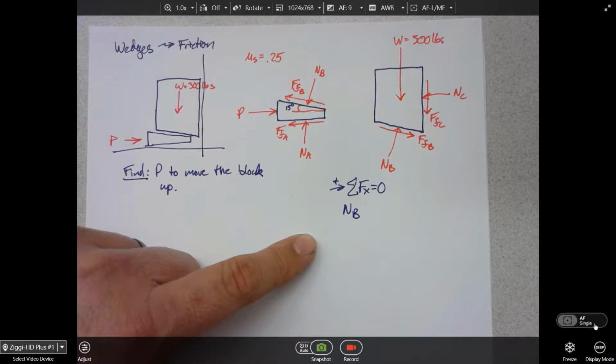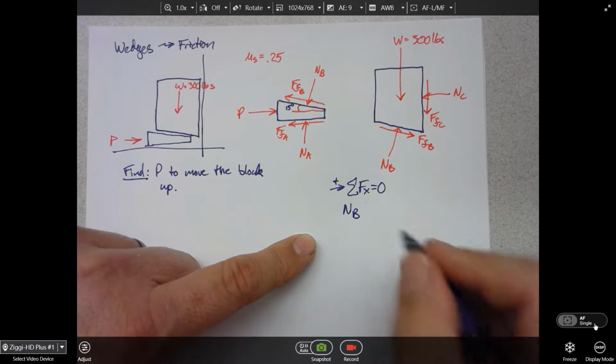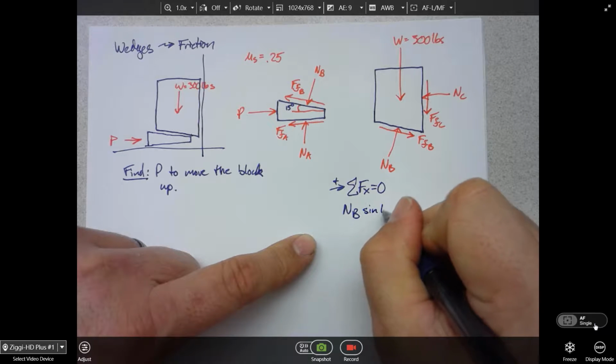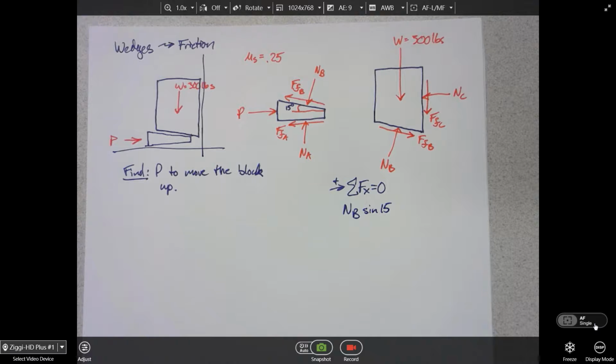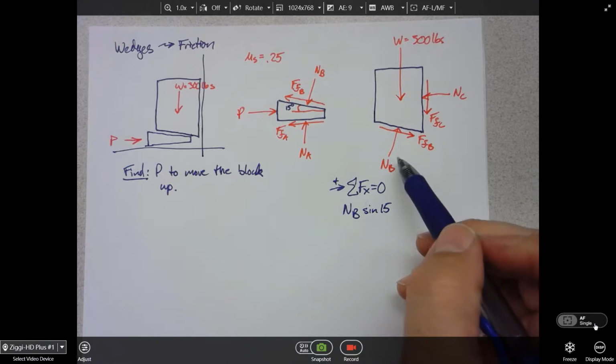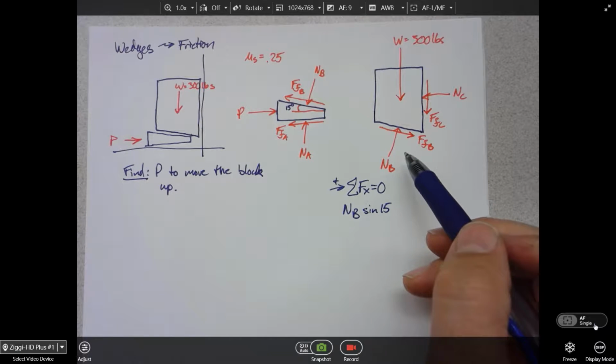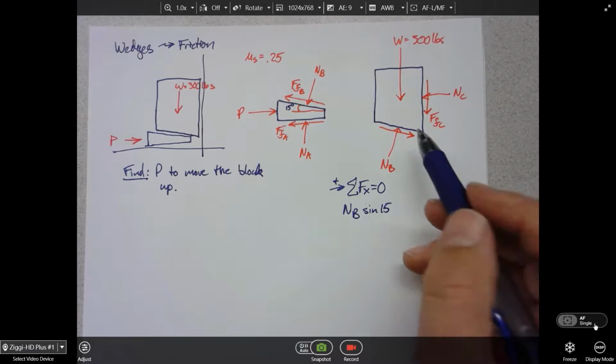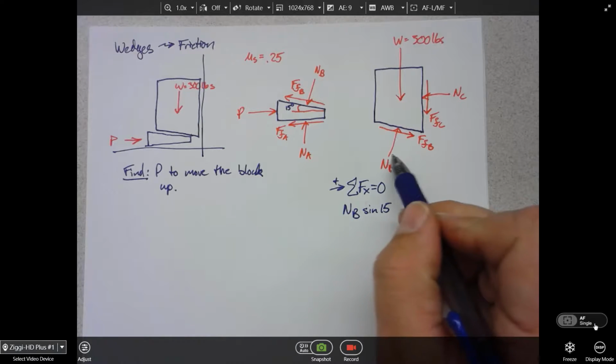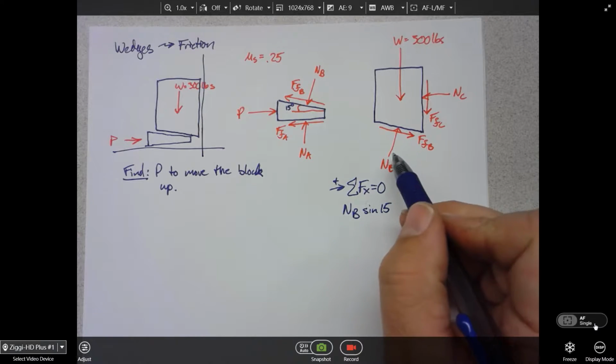Cosine 15 degrees? Or sine? Sine, right? Just think about, do I want the big portion or the little portion of it? You just look at it and say, is more of it horizontal or is more of it vertical? Well, more of it's vertical.